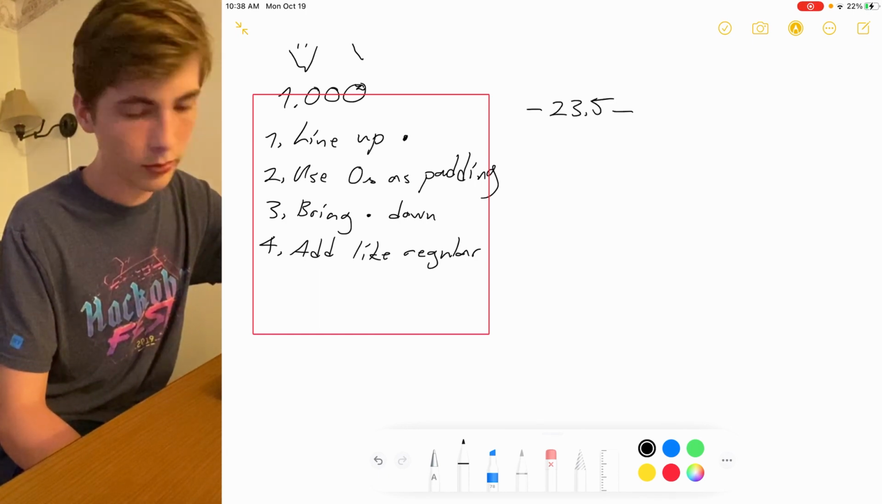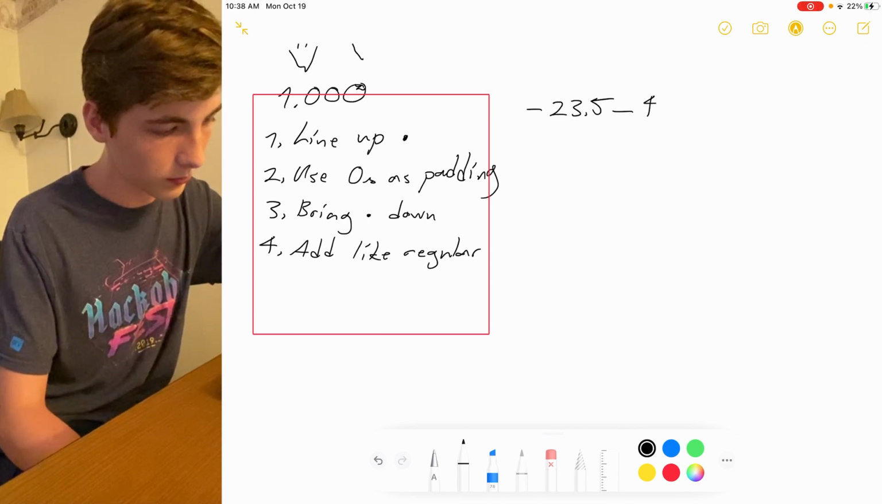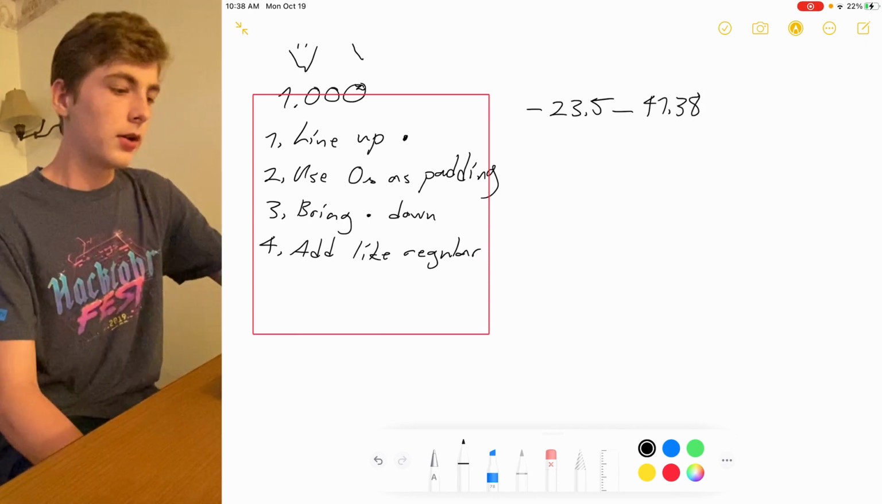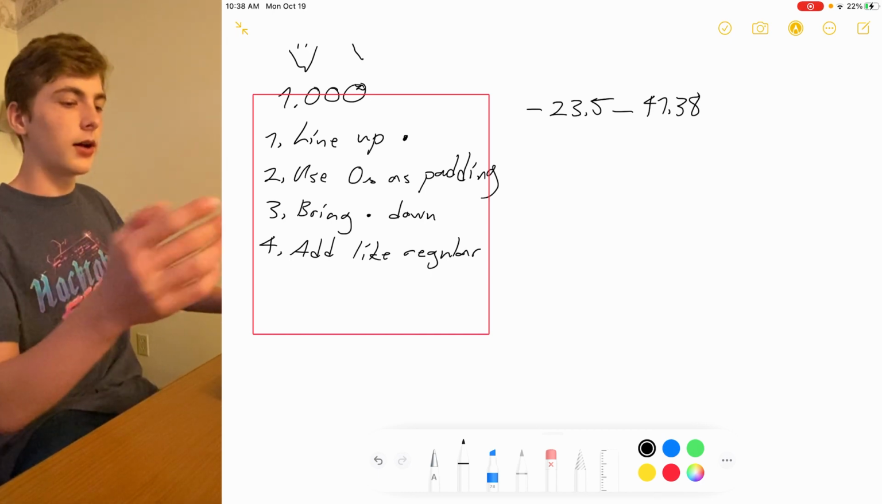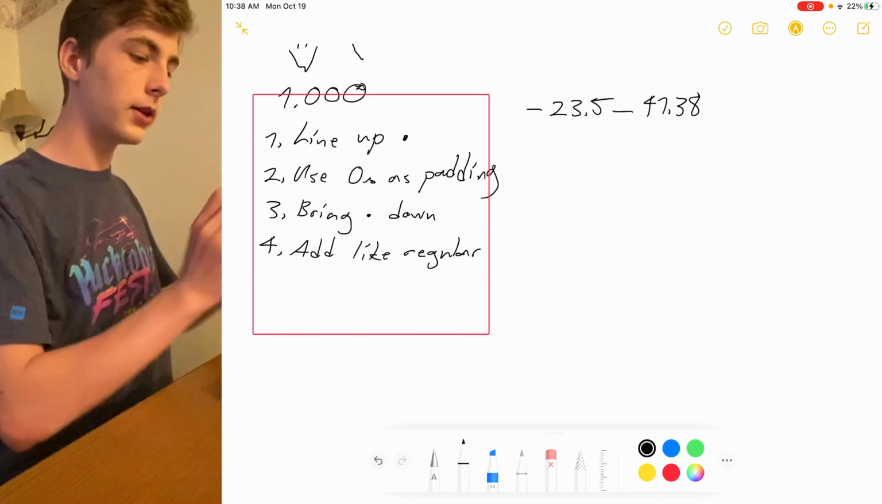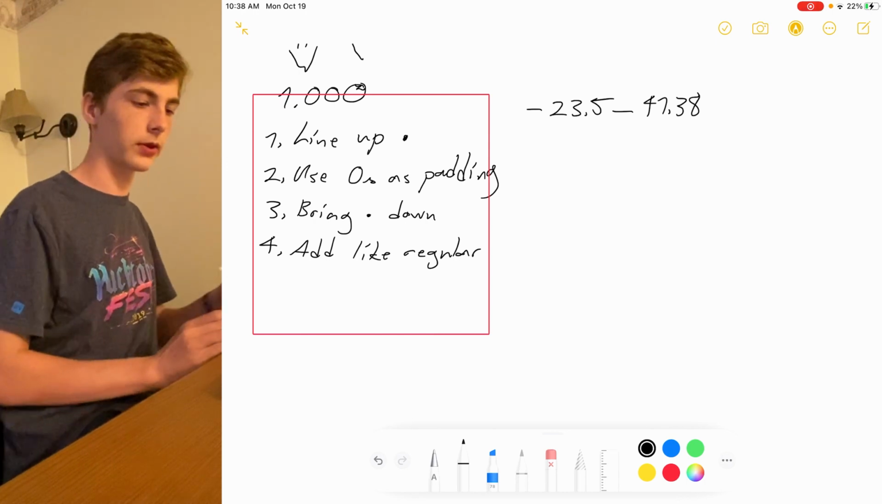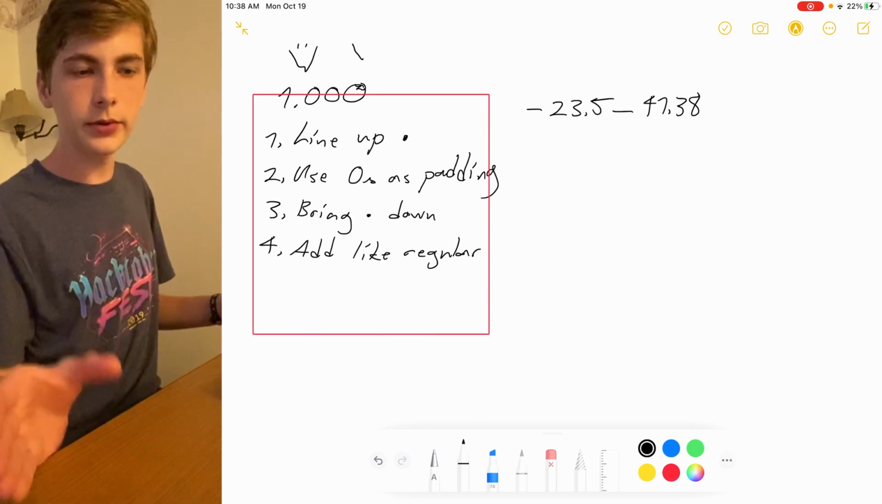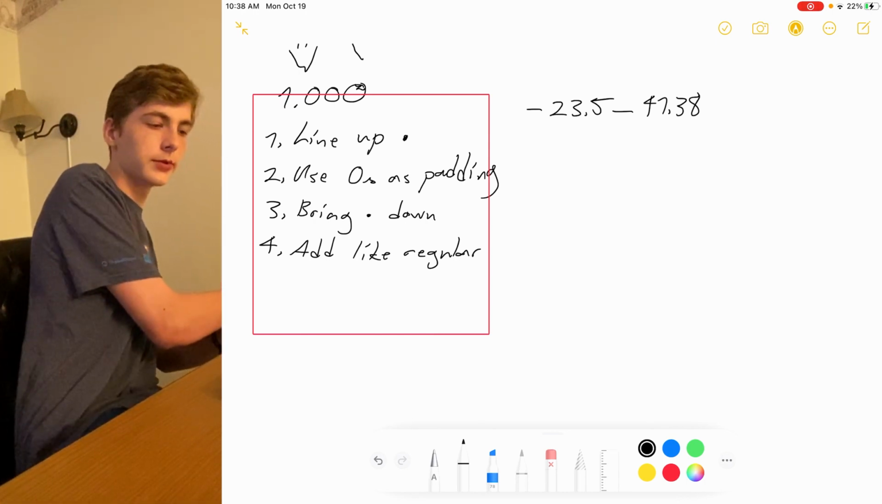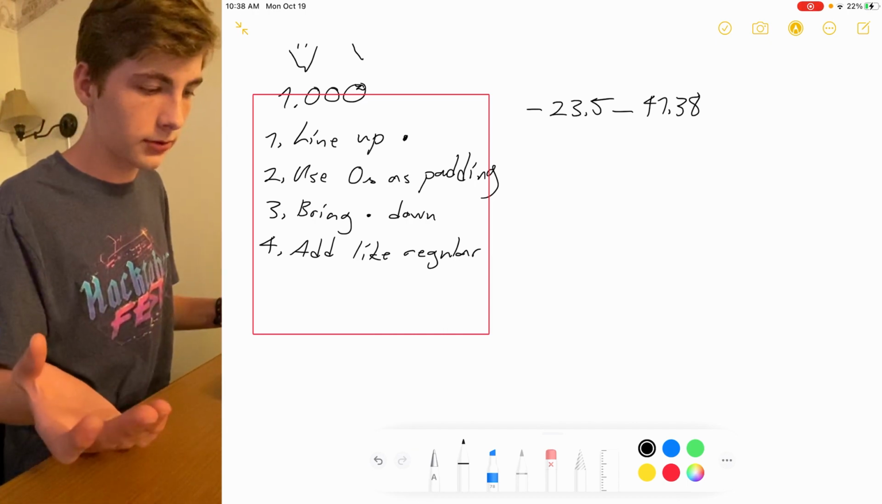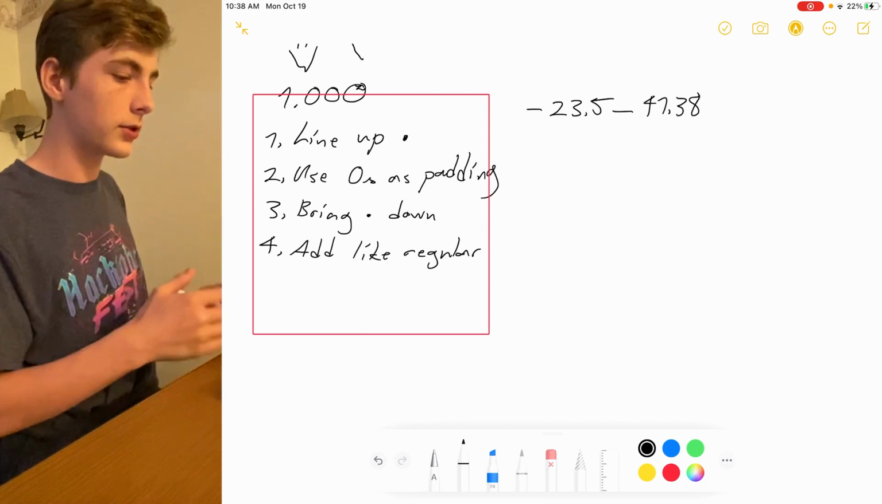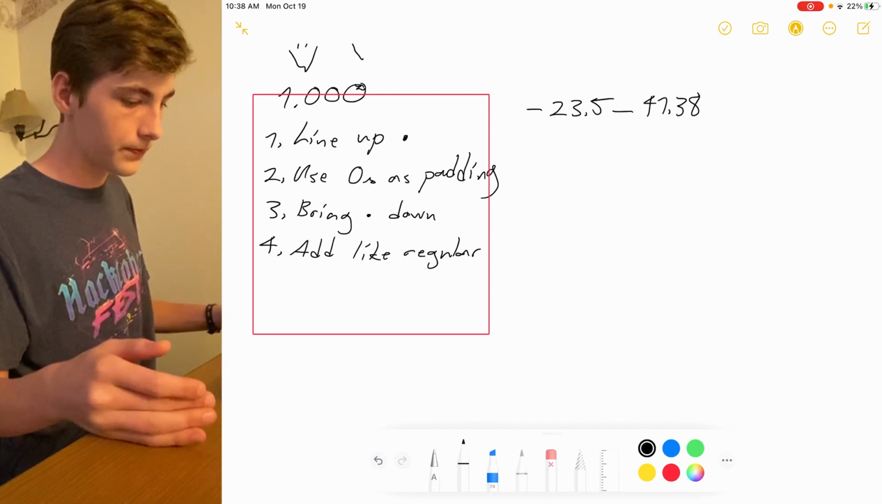So negative 23.5 minus 41.38, right? So this is a subtraction, not an addition so far, at least. But you'll notice we're starting with a negative number. That means we're left of 0. And then we're subtracting even more from that, which means we're going even farther to the left. So it's going to turn out that this answer is going to be negative, right? We can tell just by how it's set up.